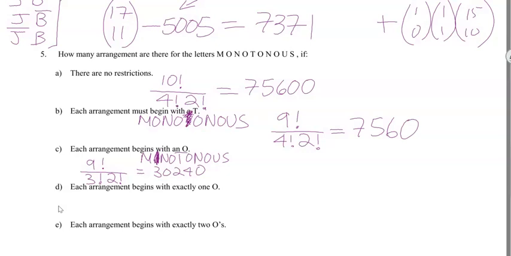Now it begins with an O. Could those arrangements also begin with 2 O's? Is that a possibility? Or 3 O's? Or all 4 O's? So when we work out begins with an O, we're just saying, I don't care what's next. It doesn't matter. Another way you could think of that is begins with at least 1 O. It just doesn't matter what's next, as opposed to begins with exactly 1 O.